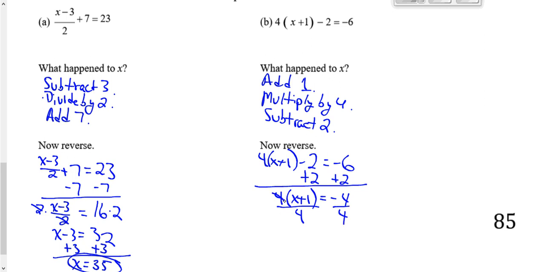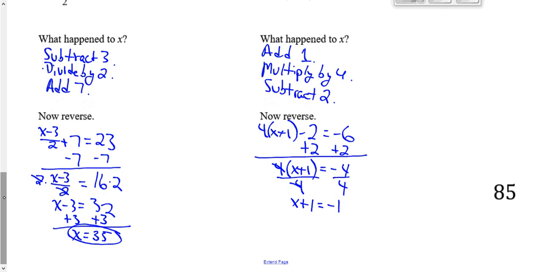Now these guys will cancel. And you got x plus 1 equals what? And finally what? Opposite of that, so minus 1. So x equals negative 2. All right. Any questions? So solving an equation, you're just doing reverse order of operations, all the inverses of what was done to the x, or whatever the variable happens to be.